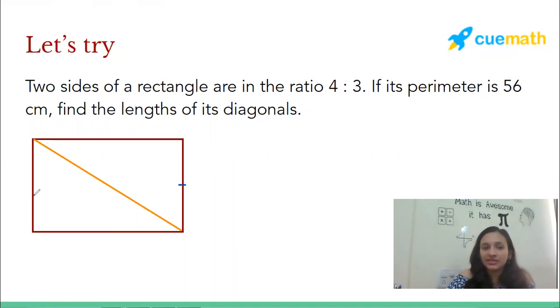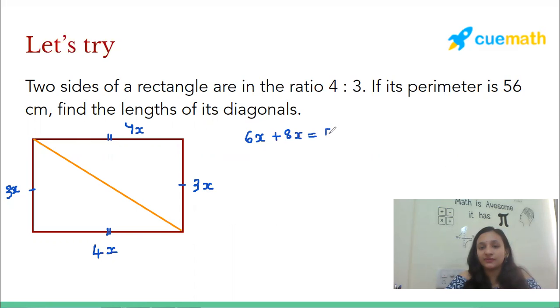So we any which ways know that this side is equal to this side, and this side is equal to this side. So they're basically talking about 2 different sides of 2 different lengths. So we can consider this to be 4x and this to be 3x. So then this will also be 3x and this will also be 4x. Perimeter is 56. What do we mean by perimeter? When you add up the total length of the outer boundary of any shape, that gives you the perimeter. Here you will be adding all the 4 sides. So we have 3x plus 3x being 6x, 4x plus 4x being 8x, equals 56.